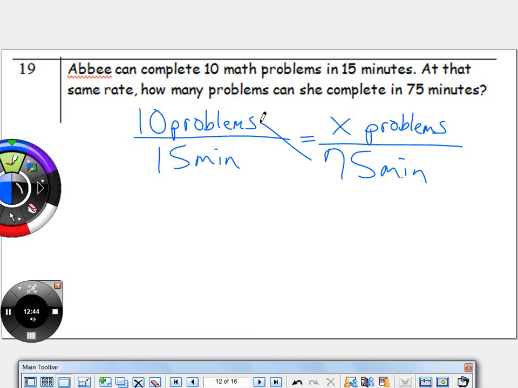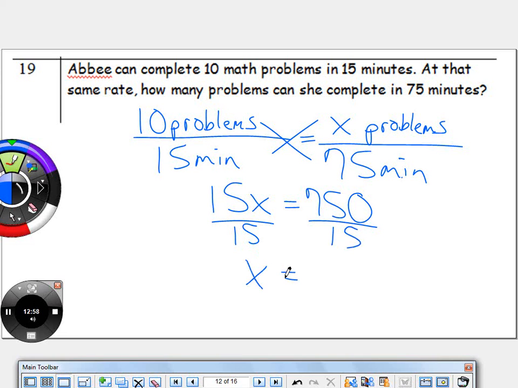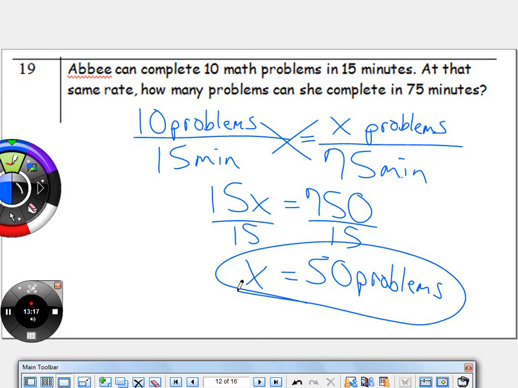On this one, we cross multiply again. So we have 15x equals 75 times 10, so 750. And then you can divide by 15. And so x equals, how many minutes we got? Let's see. Oops, sorry. So that's 50 problems actually, is what we're looking for here. Alright, sorry, my mind was wandering.